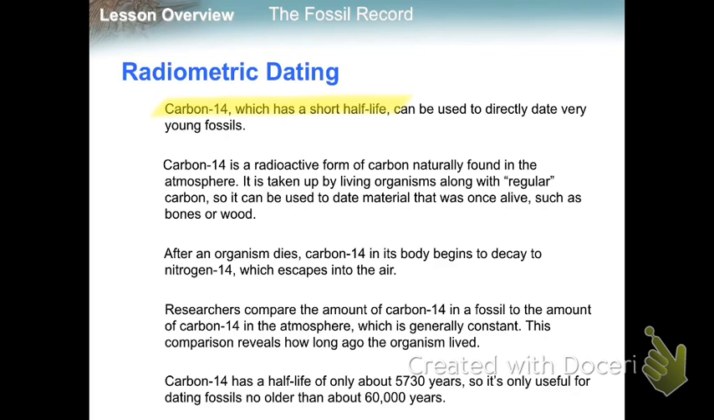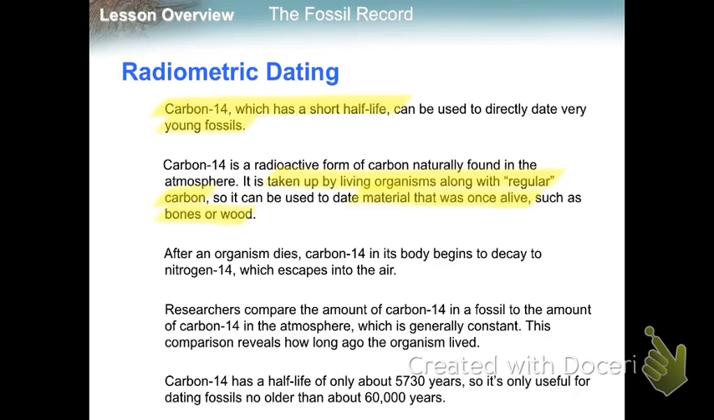Carbon-14 has a short half-life, so it can date young fossils. It's a radioactive form of carbon that's naturally found in the atmosphere. It's taken up by living organisms. Remember, living things have to have carbon. So it's taken up by living organisms along with regular carbon, non-radioactive carbon, so it can be used to date material that was once alive, such as bones or wood.